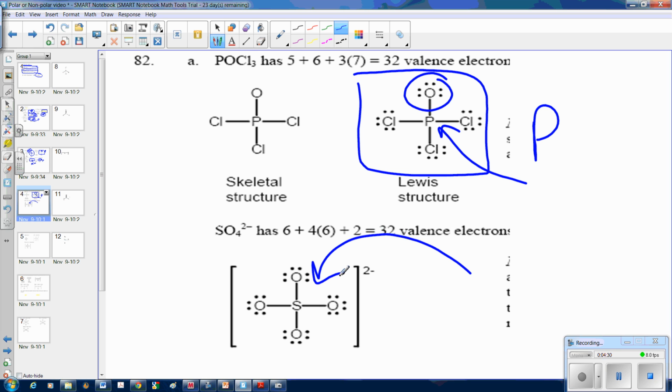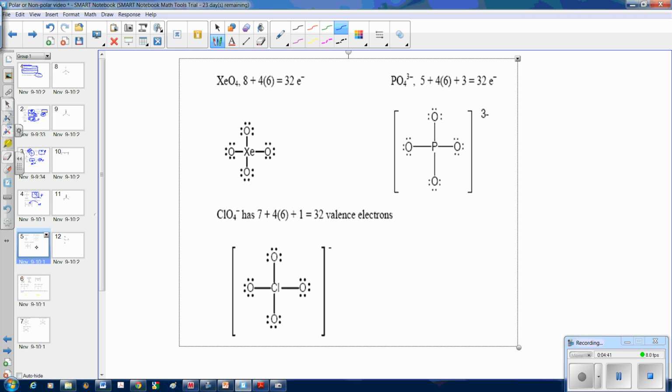I look here. Zoom in here. SO4 2-, no lone pairs. Same terminal atoms, and it's not made of two, so it means it is a nonpolar molecule. Just happens to be an ion.